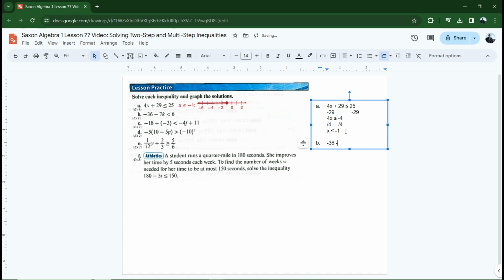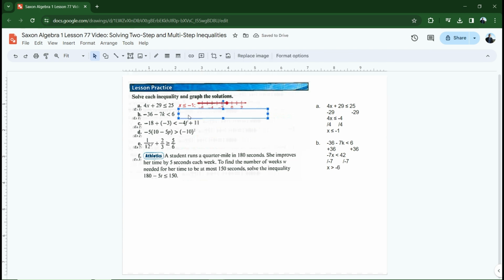Negative 36 minus 7k is less than 6. First thing I'm going to do is add 36 to both sides to get the k term on a side by itself. That's going to give me negative 7k is less than 42. Now I need to divide both sides by negative 7, and that should be setting off alarm bells for you, because when I divide by a negative, I'm going to have to flip my sign. So this is going to be x is greater than negative 6.